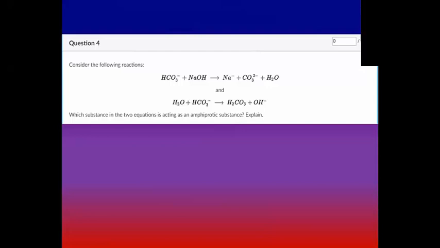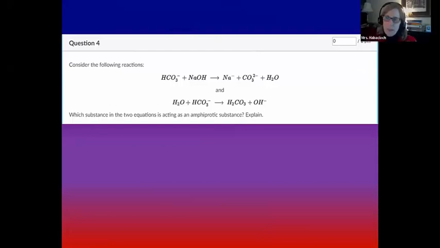Right. So when you're talking about something that's an acid or something that's a base, you always are looking at the reactant side of the reaction, not the products. And a lot of people said it was water. But what's the matter with that answer? Water can be amphiprotic, but in these two reactions, why can't water be the one that's acting as an amphiprotic substance? Rena?